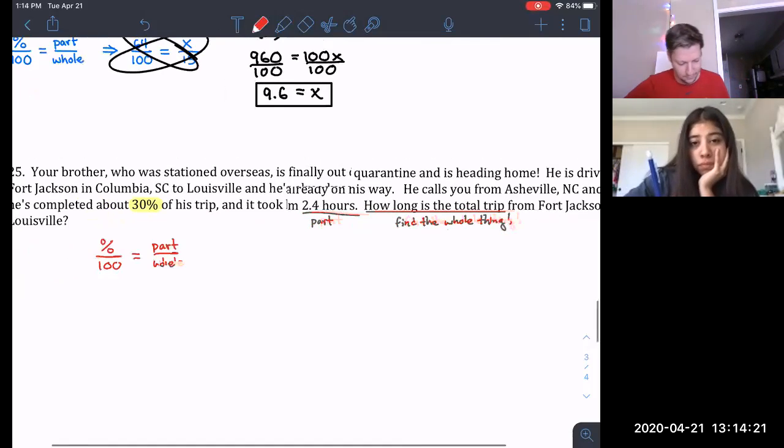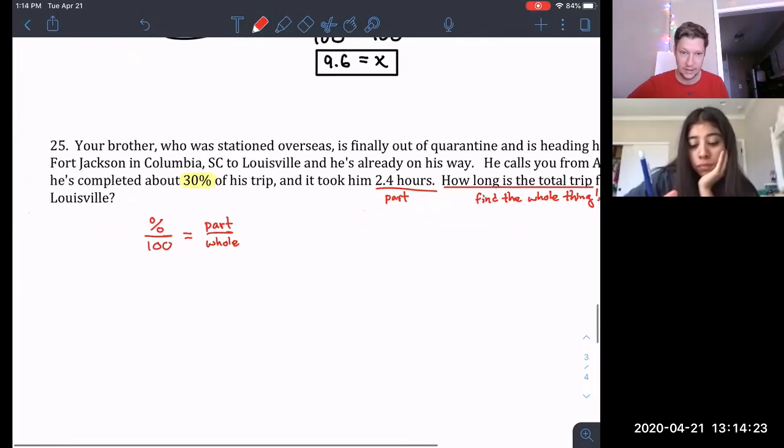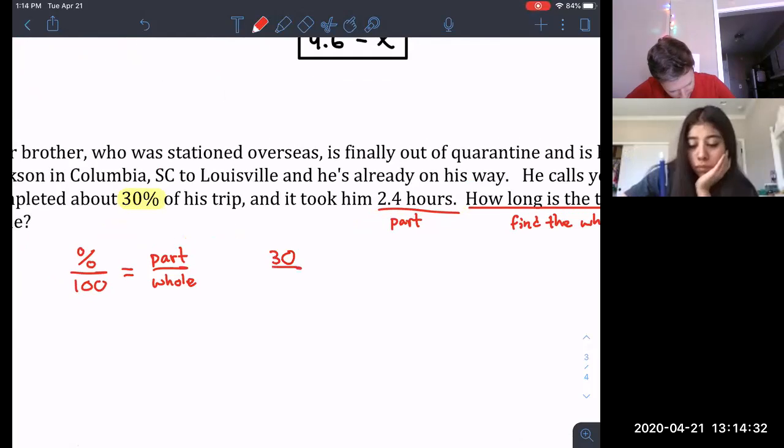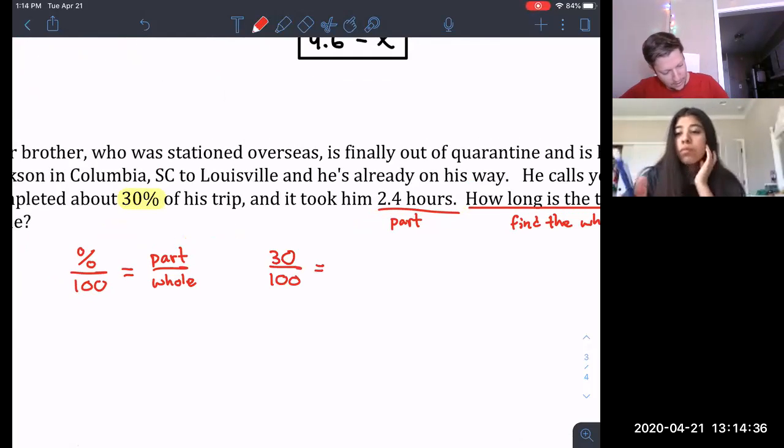All right, so they gave us the part, they gave us a percentage, so we can plug those in, and then we're looking for the whole thing, so that's where we put our variable. All right, so let's fill that in. It's going to be 30 over 100, 30% over 100%, and then 2.4 over x.